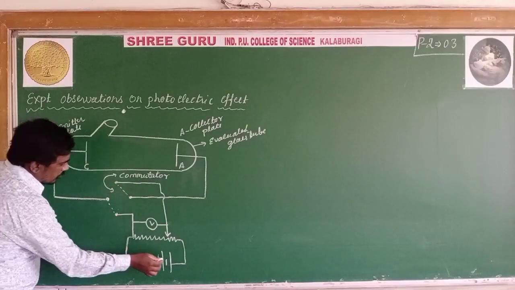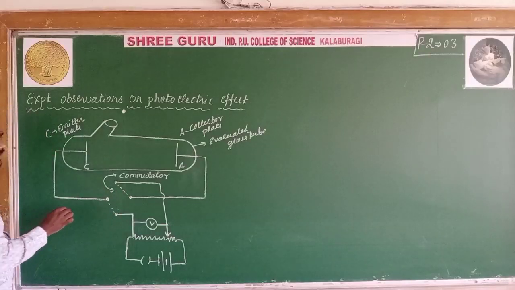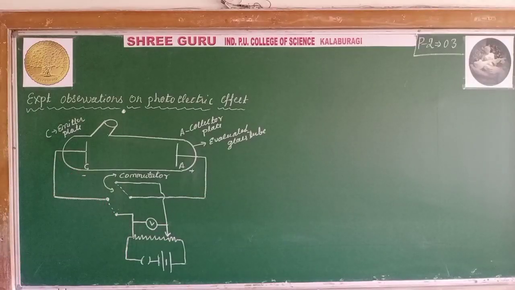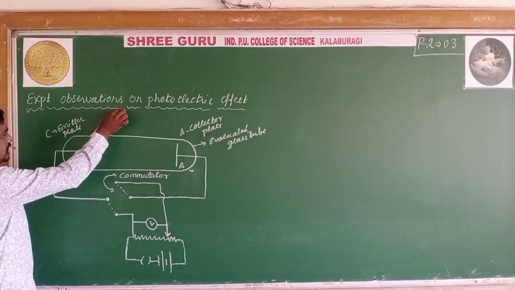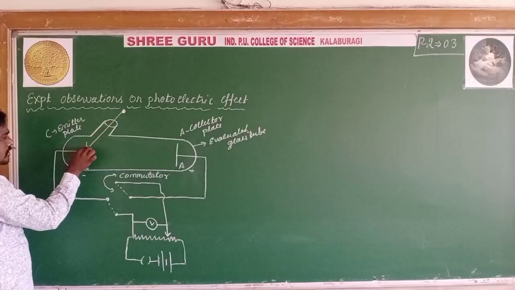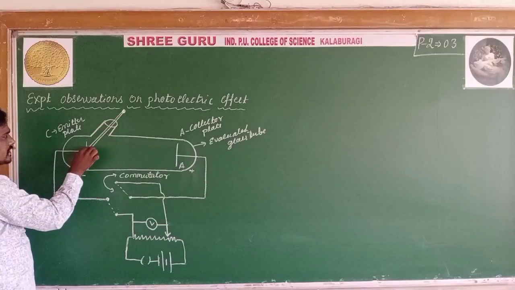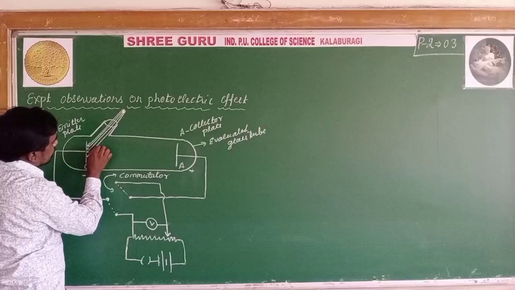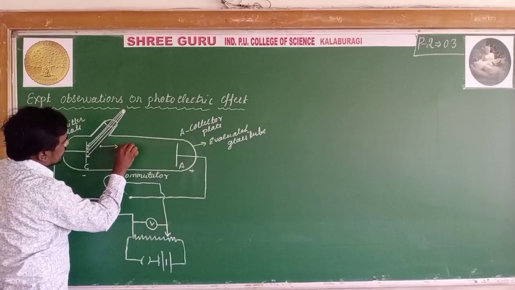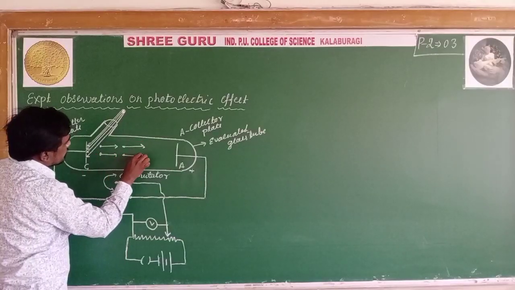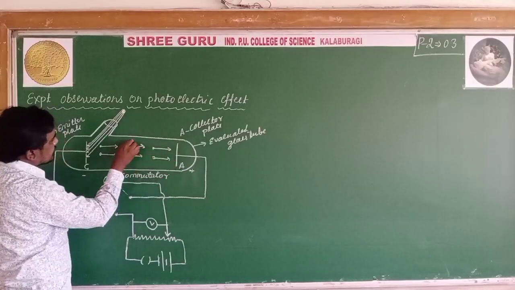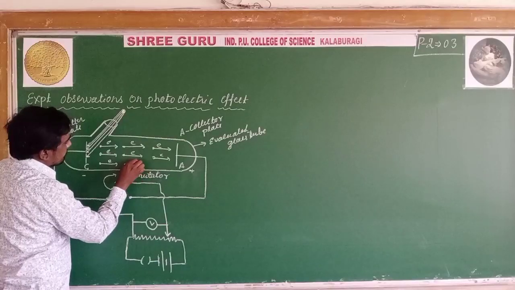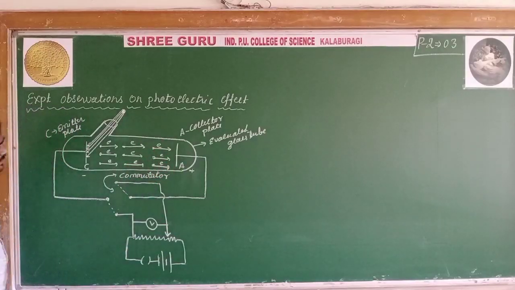Initially the positive terminal of the high tension battery is connected to the anode, and the negative terminal of the battery is connected to the cathode. Why do we make this connection? When light of suitable frequency is incident on this cathode, the electrode plate emits electrons, and the anode plate collects these electrons.